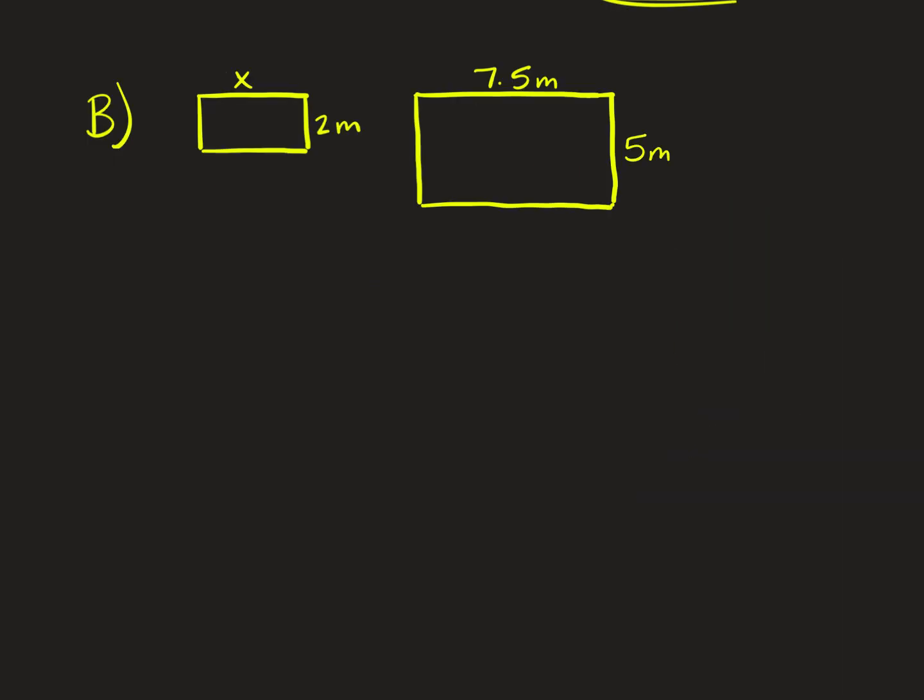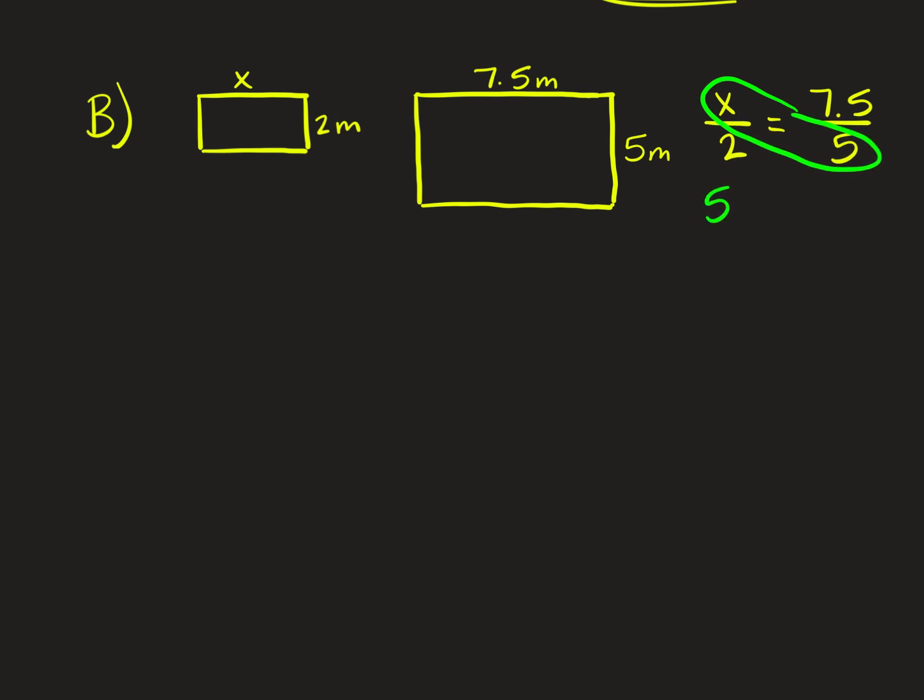Our next problem has two similar rectangles. X from the first rectangle and 2 from the first rectangle correspond to 7.5 and 5 from the second rectangle. Notice that we had the lengths at the top and the widths in the denominators. We can now cross multiply.